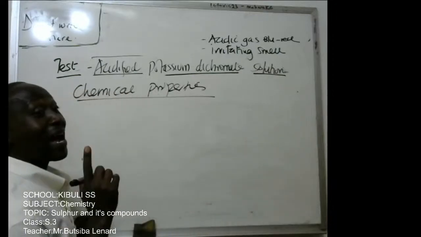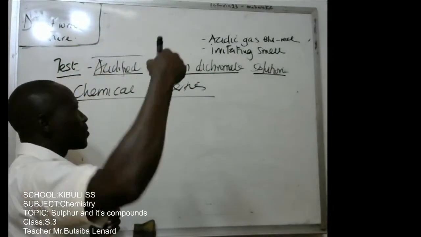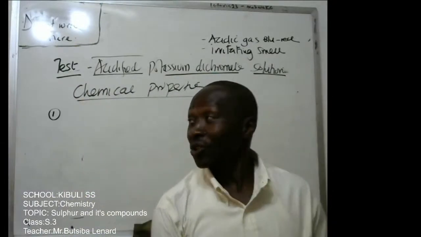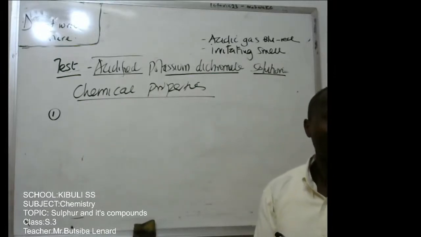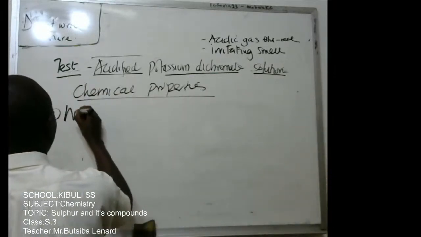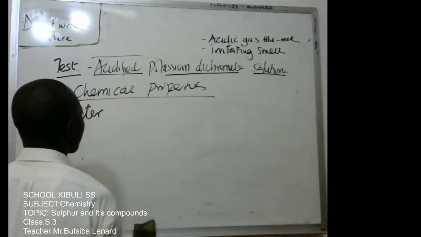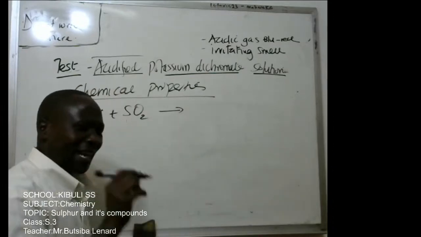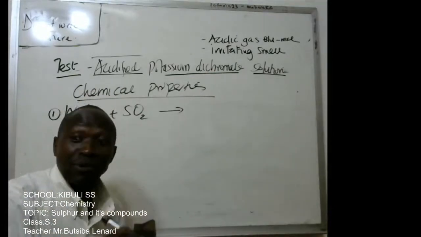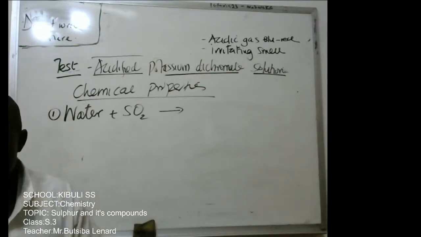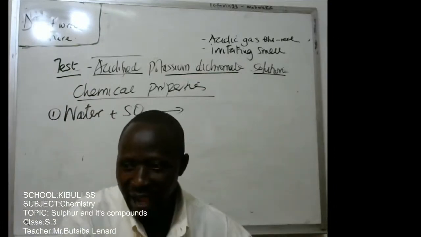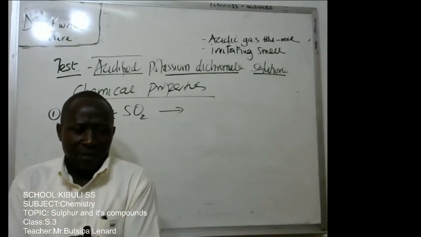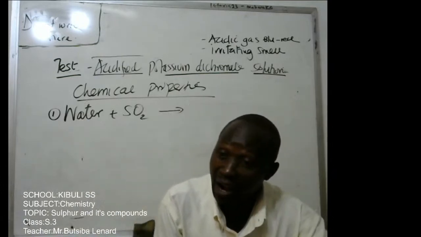And we have already met some of them in senior two. Number 1: reaction of sulfur dioxide with water. So water plus sulfur dioxide. What do you expect? In senior 2, we looked at types of oxides. We had metal oxides called basic, non-metal oxides called acidic, and those that were neutral. And among the metal oxides we had basic and amphoteric.